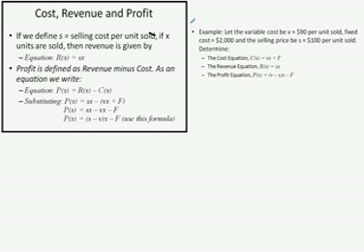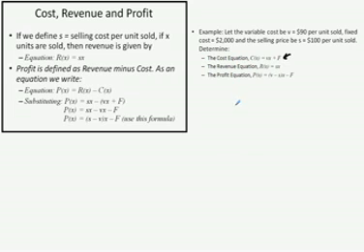The first one right here, our cost equation, we've already talked about that one. We said that cost is equal to the variable cost V times X, where X is the number of units produced, plus the fixed value F.